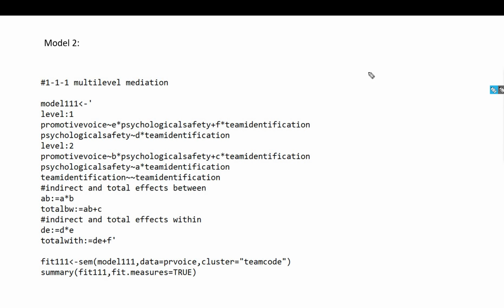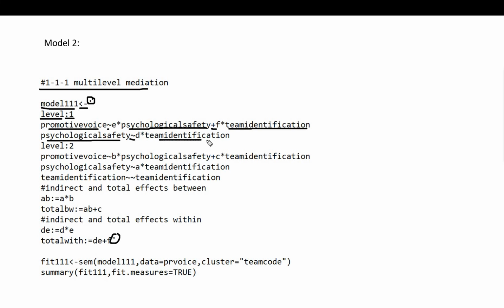So for this demonstration, you can see right here, again, comment line 1-1-1 multi-level mediation. So I'm creating an object that's called model 1-1-1. It's going to contain all of the model information. Again, there's my arrow and the single quotation mark, both beginning and ending right there. You can see that we have level :1. Then we have promotive voice, tilde, psychological safety, plus team identification, and then we have psychological safety, tilde, team identification.